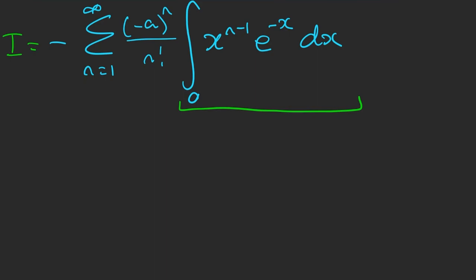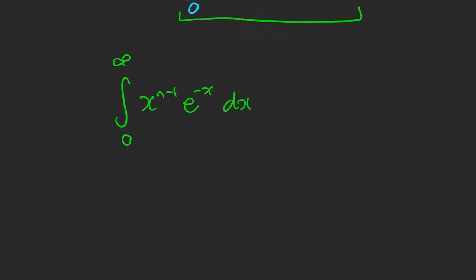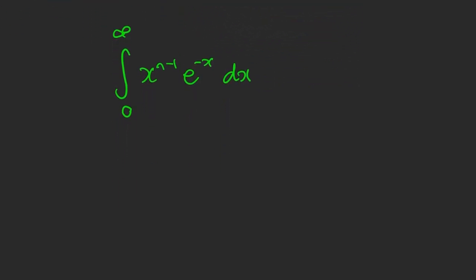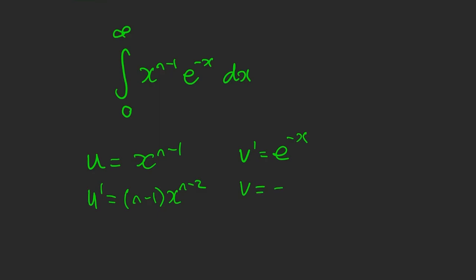So we're solving the integral from 0 to infinity of x to the n minus 1 e to the negative x dx. Well, hopefully you can spot this is going to be integration by parts. So we've got u being equal to x to the n minus 1, which implies that the derivative of u is equal to n minus 1 x to the n minus 2. We're going to have v dash, the derivative of v, equal to e to the negative x, and v therefore equal to negative e to the negative x.